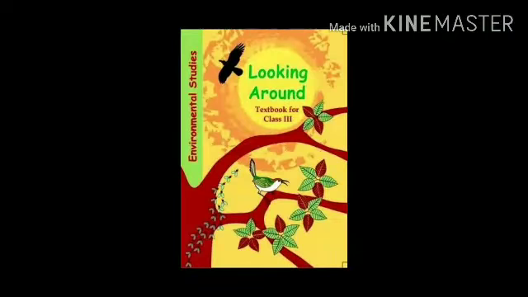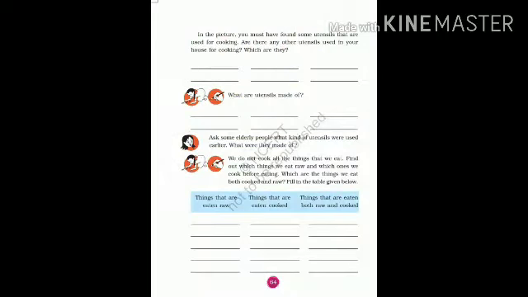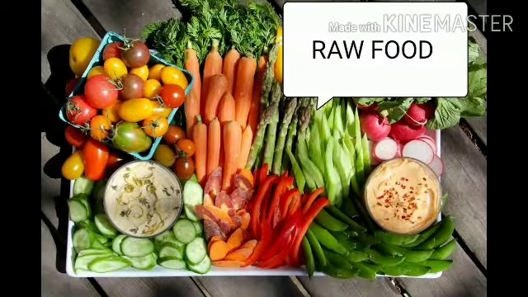Let's continue this chapter 10, What is Cooking? Video lecture 2. Let's begin with page number 64. We do not cook all the things that we eat. Find out which things we eat raw and which ones we cook before eating. Which are the things we eat both cooked and raw?